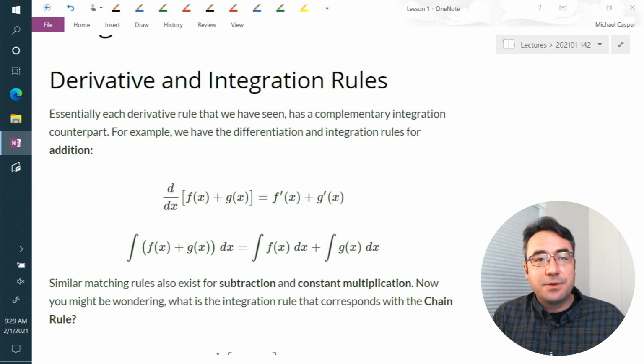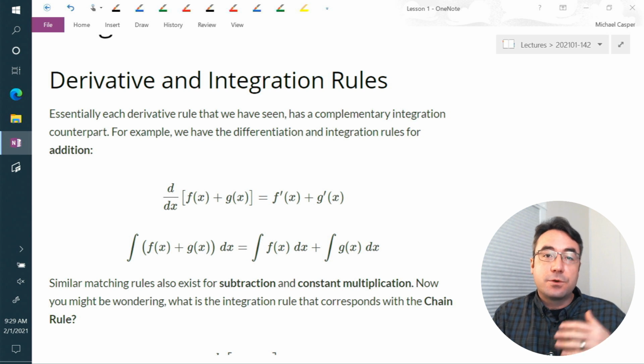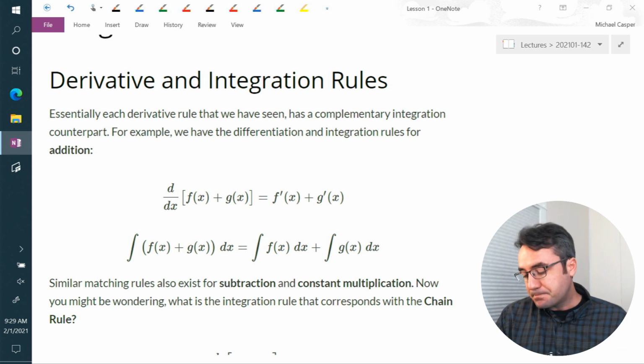So if we were doing the derivative or integral of a function subtracted from another function, very similar context. If we had a function being multiplied by a constant, there were very similar rules for derivatives and for integration.